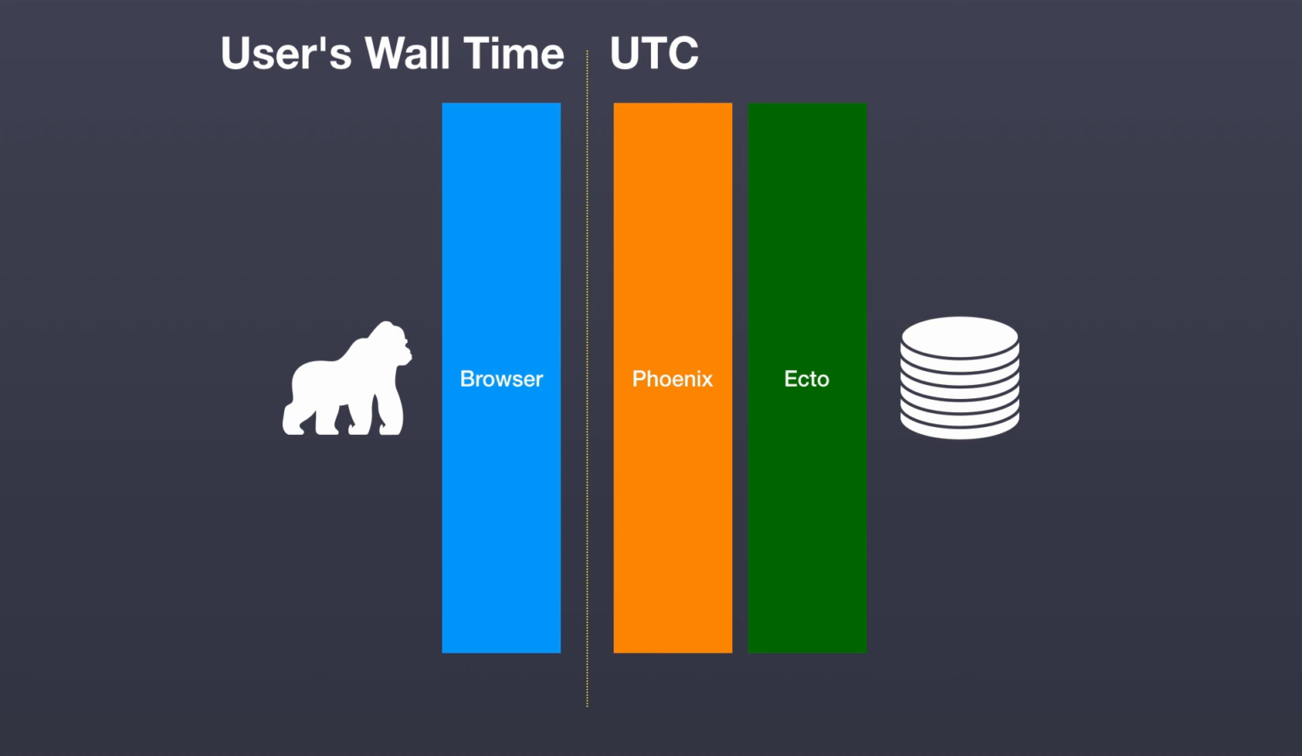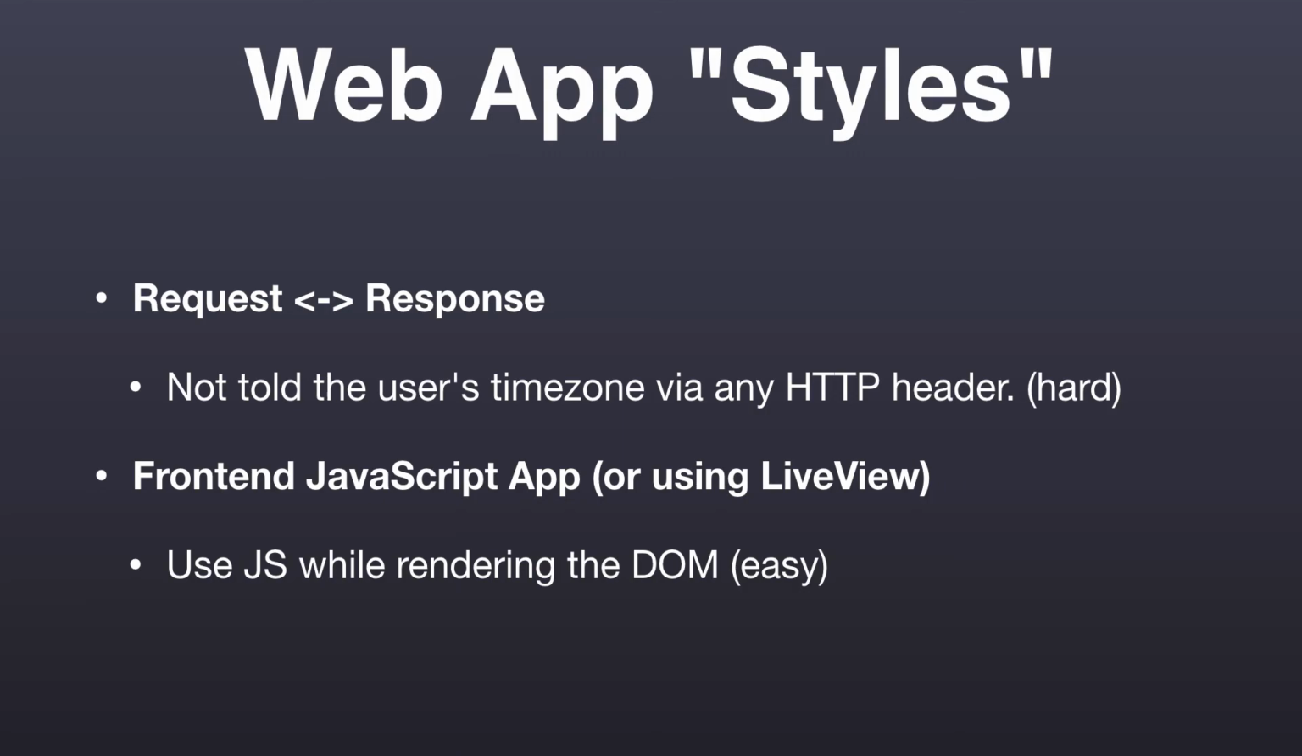Now, talking about web apps in general, there's two styles for building a web app these days. One is the more traditional request-response type, which is what you'll get out of the box Phoenix experience, where somebody asks for a page, it is delivered, the user fills out a form, and they submit the form back to the server. And then you've got the more front-end JavaScript apps, so things like React or Vue, or even LiveView if you're using Phoenix LiveView in a bigger way on the front end.